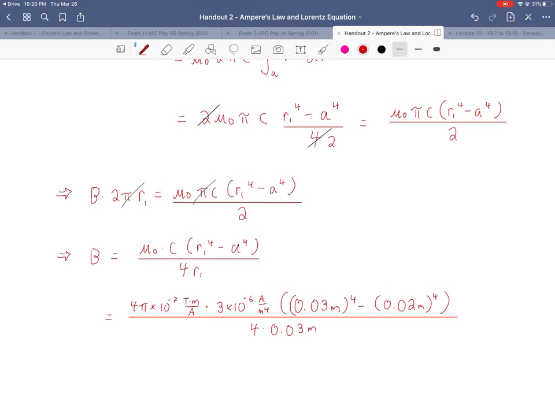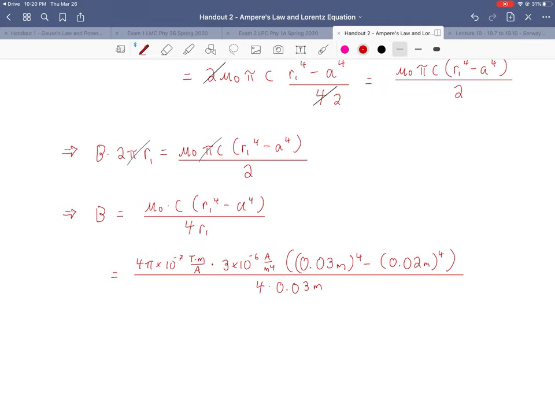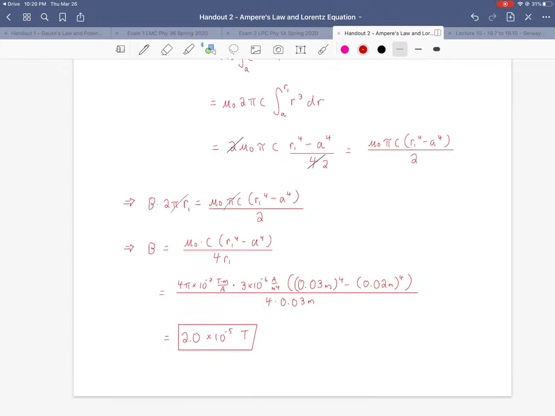So 0.03 meters. Okay. All right, everything looks good. So that's our final field strength, and that gives us 2 times 10 to the negative 5 Teslas. All right. And that is our answer.